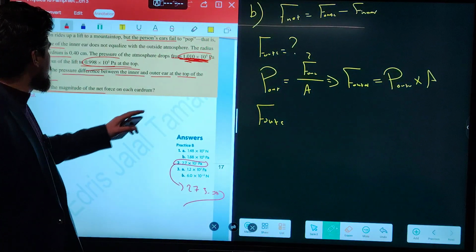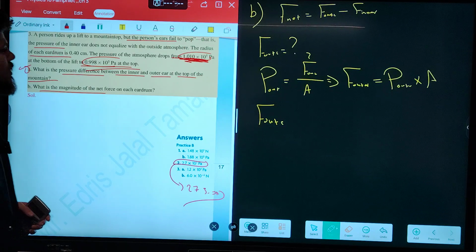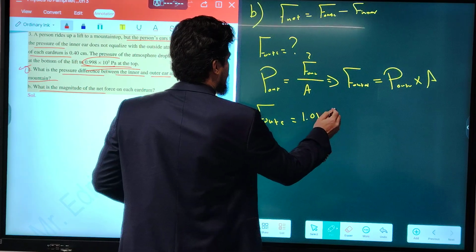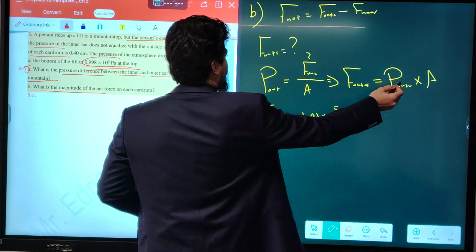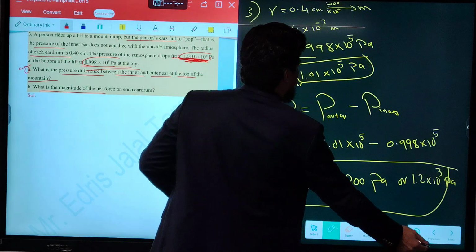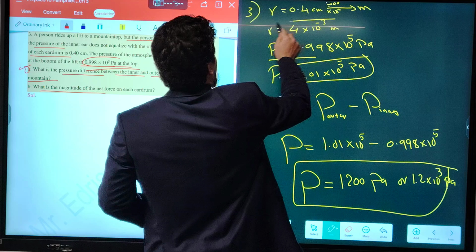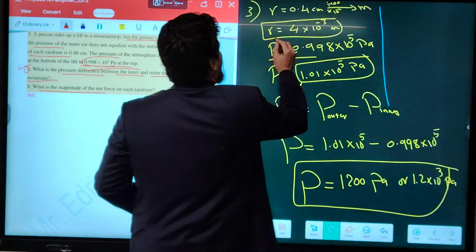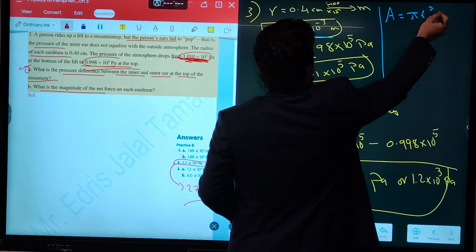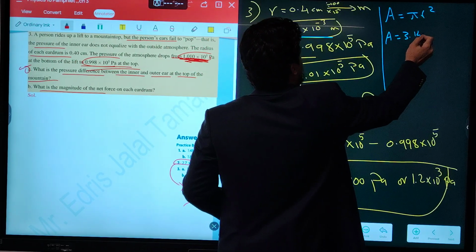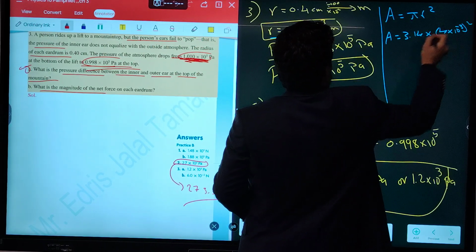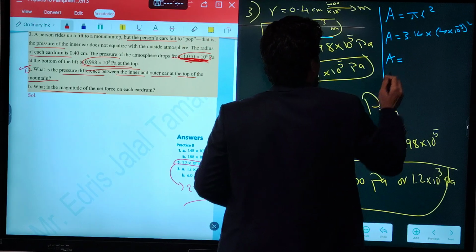So the outer force of the air is equal to what? Pressure. Do we have pressure? Yeah, 1.01 times 10 power 5 times area. Do we have area? Guys, look, no, we don't have area. Look at this question. Do we have radius? Yes, we have radius. If the radius is given, how can you determine area? Area is equal to pi r squared. Pi is constant, r is 4 times 10 power negative 3, squared. Area is equal to what? By calculator.